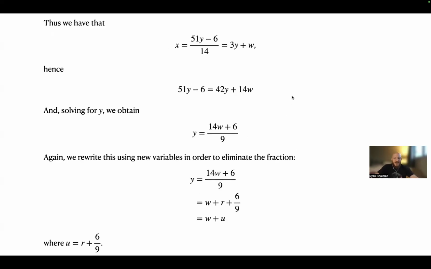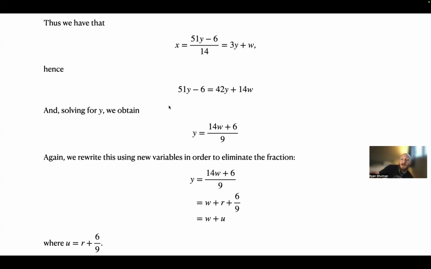But note now that I have two different expressions for x. So x is equal to (51y - 6)/14, and that's also equal to 3y + w. Working with these second two, I can rewrite this equation to remove the fraction by multiplying through by 14, and I get 51y - 6 = 42y + 14w.